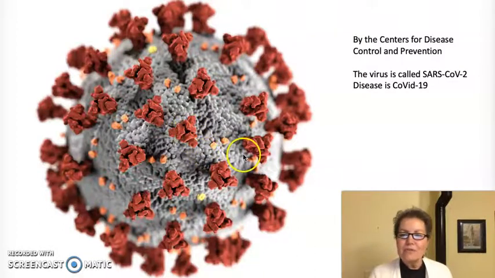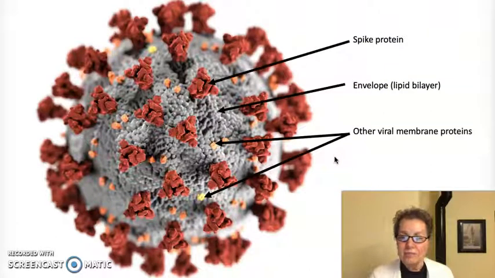So I'm going to walk you through this particular structure that was created by the Centers for Disease Control and Prevention. In this picture, the gray area represents the phospholipids that form a membrane that we call the envelope. Most animal viruses are enveloped. They are surrounded by a membrane similar to human cells, which are also surrounded by a membrane. In fact, in SARS-CoV-2, it is a human membrane that forms this envelope.